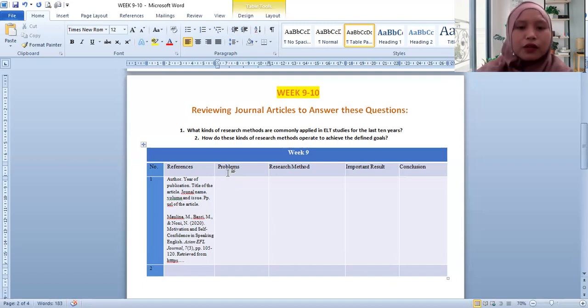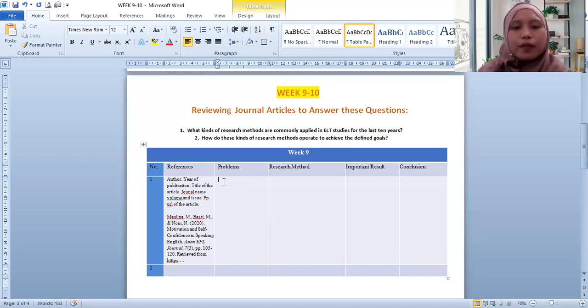So to find out the problems stated in the article, it's very easy. You can have a look at the introduction part. Remember, you have to reword it in your own words, but not with a different meaning, restating what the authors have actually written about the problems.